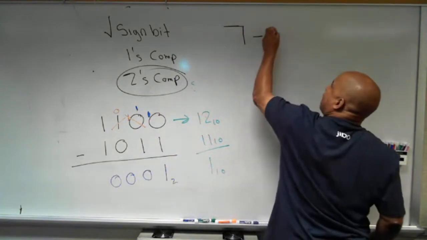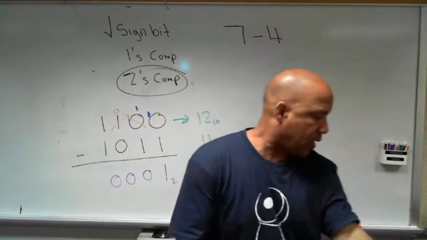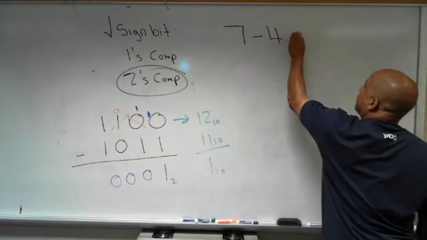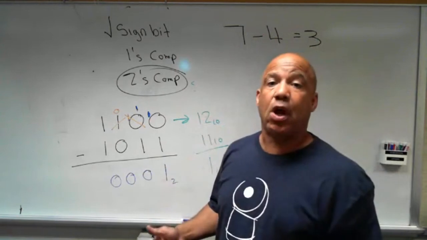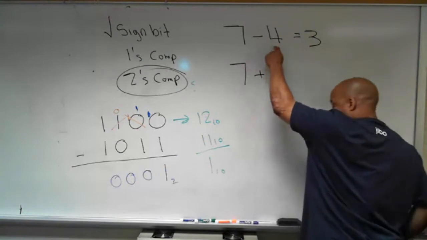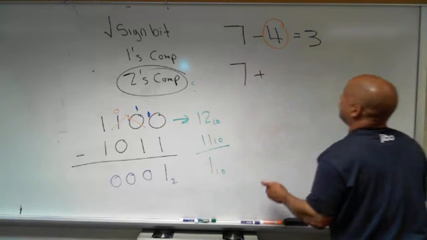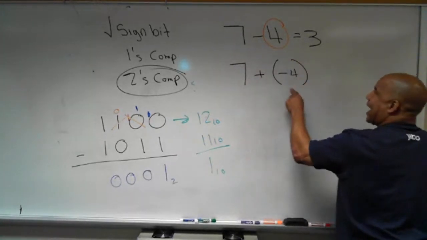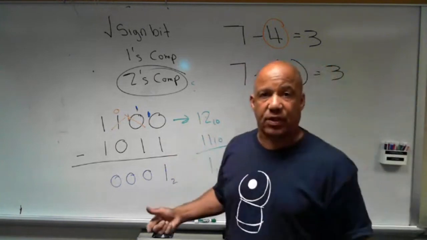and what I want to do is subtract 4 from it in base 10. These are base 10 numbers. So I have 7 take away 4. Of course, the answer is going to be 3. But you really can do this subtraction in terms of addition. You could say, I'm going to take 7 and add to it the opposite of 4, which is -4. If I add the opposite, I still get the same answer, but I'm doing subtraction in terms of addition.